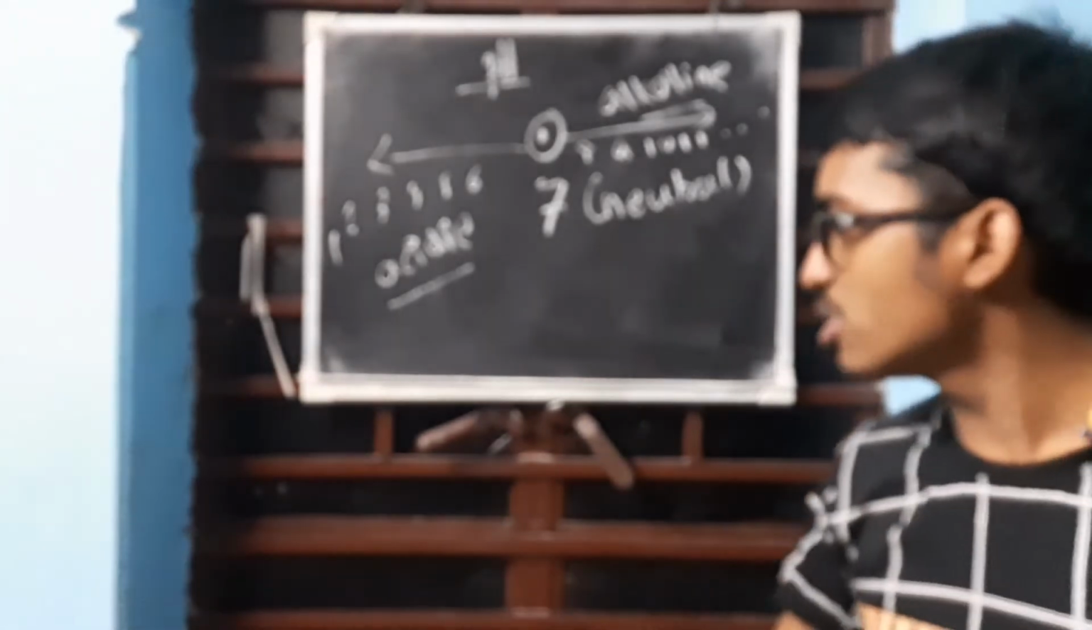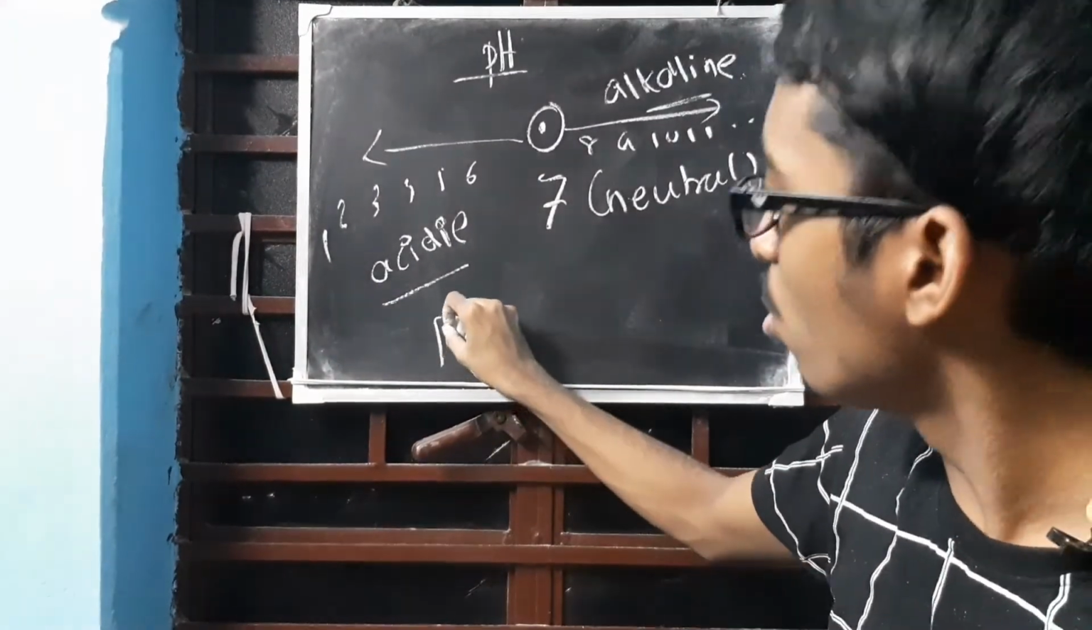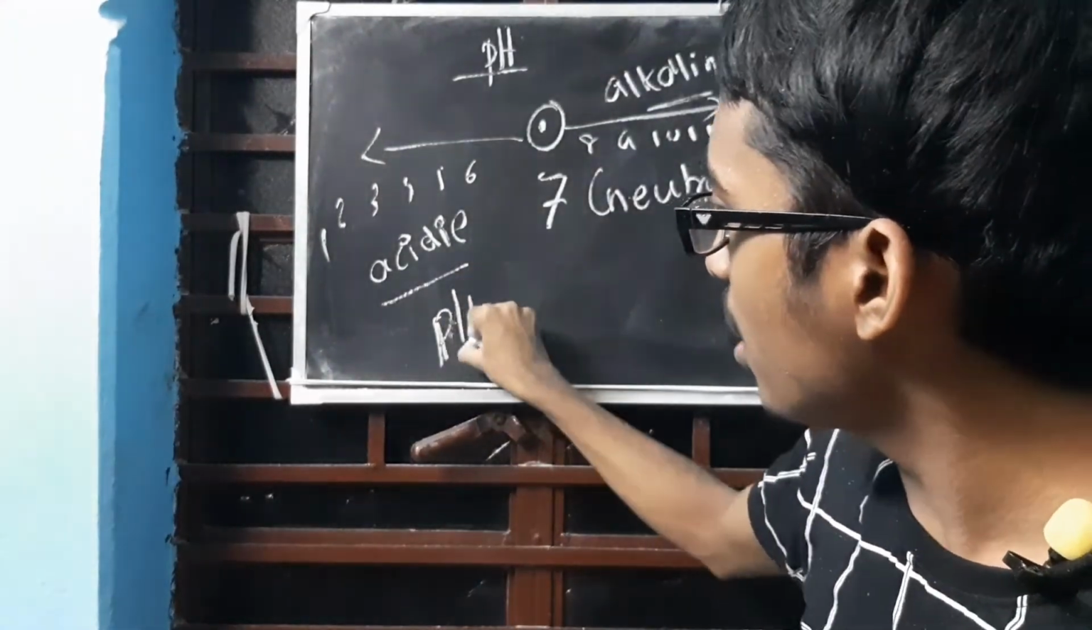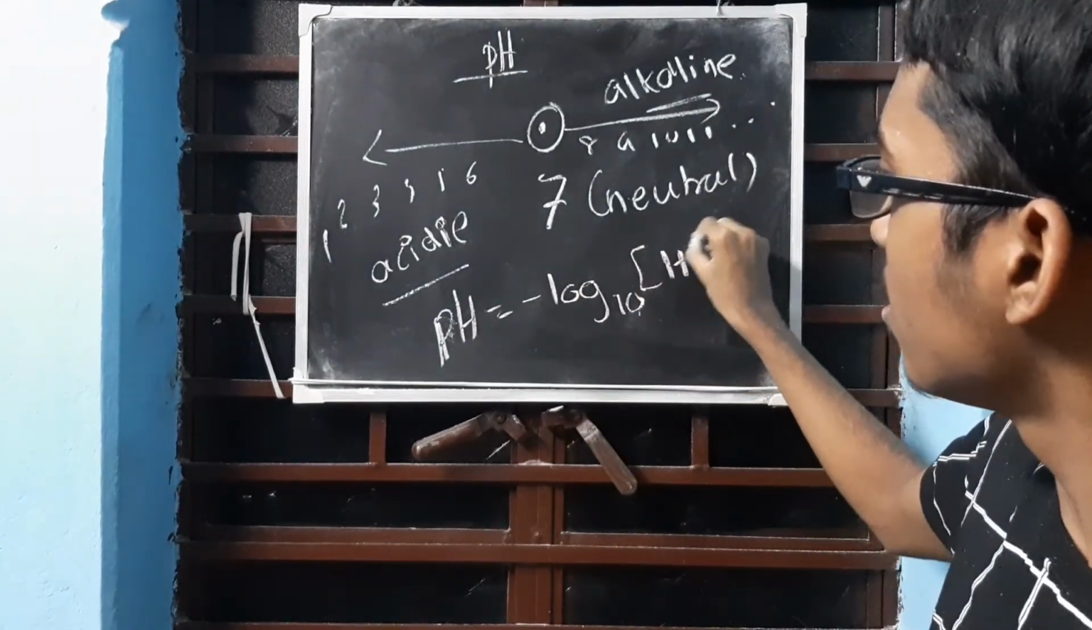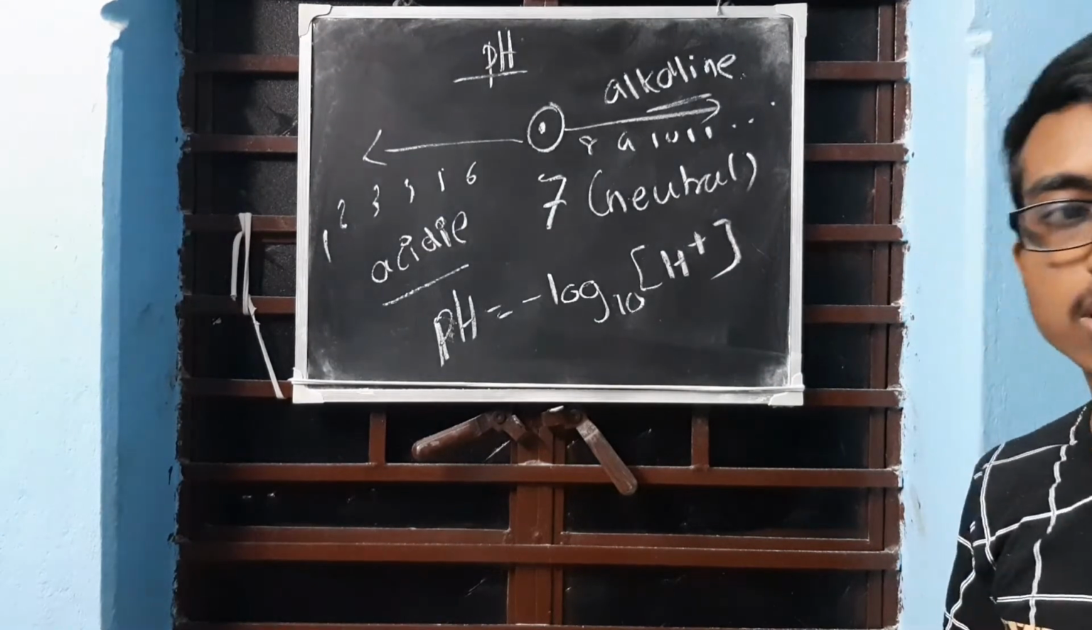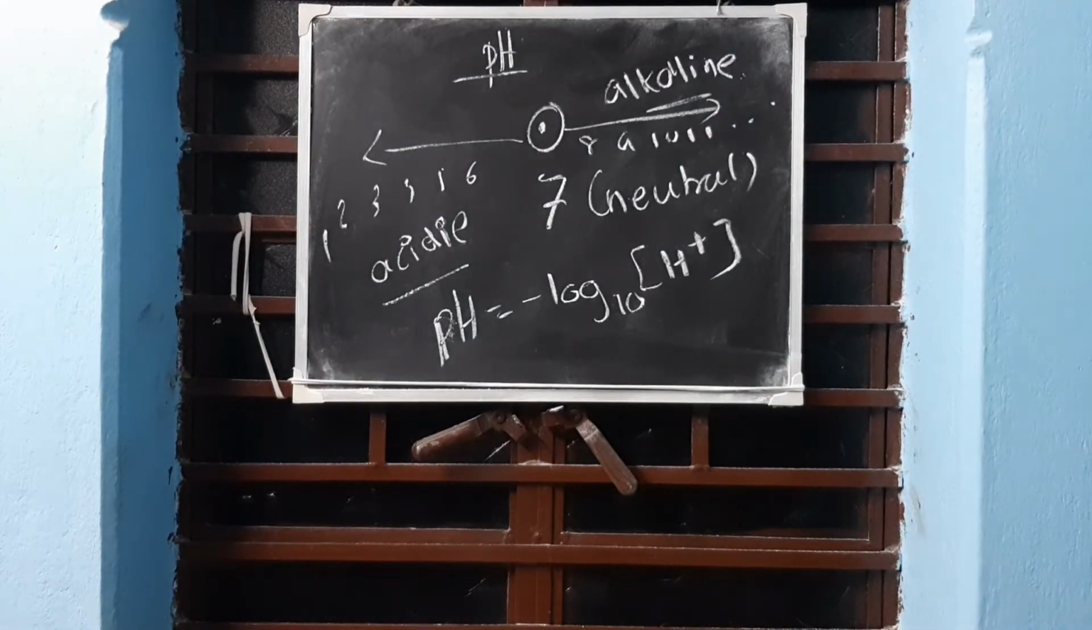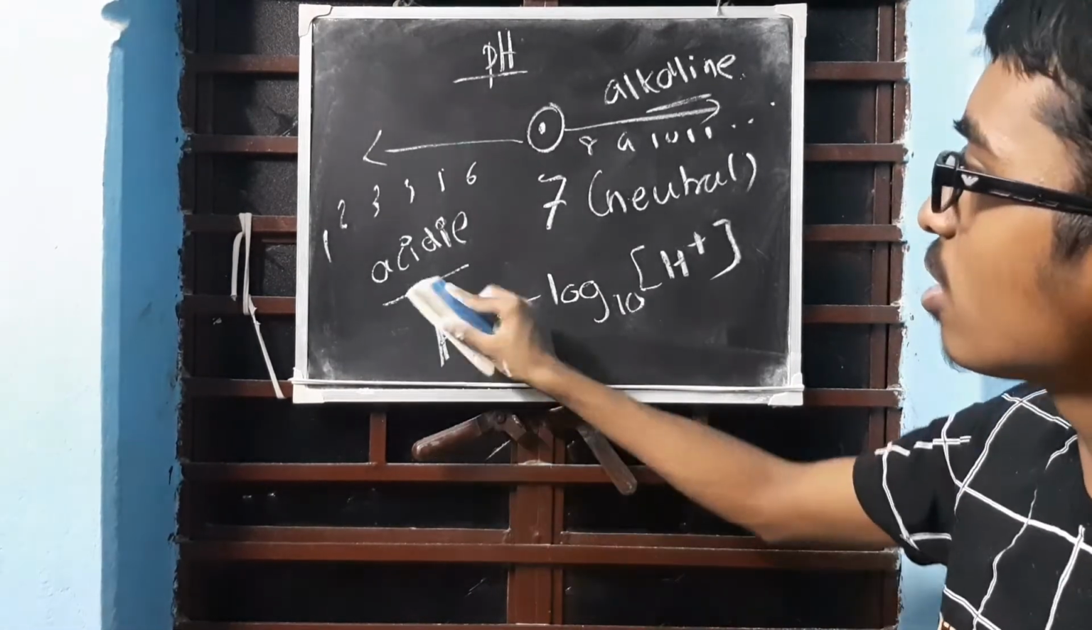Next is the pH formula, only to be known. No numericals are there. pH formula is minus log base 10 of hydrogen ion concentration. Clear? This is basically the pH formula. No problems or numericals are there, just know the formula.